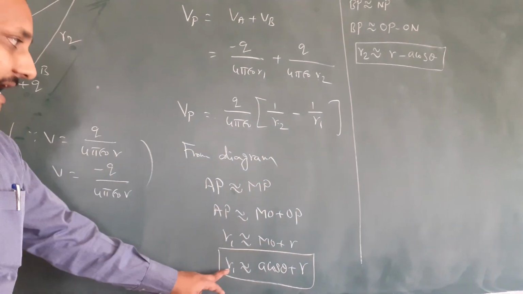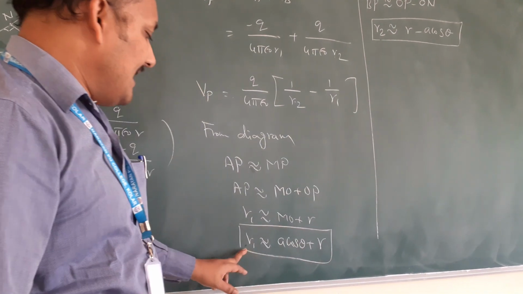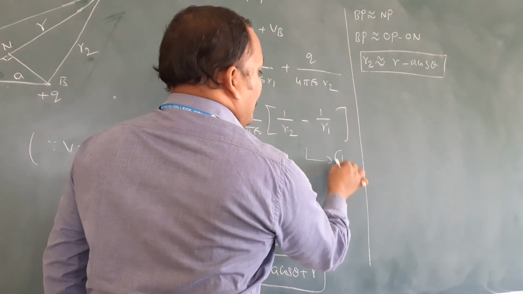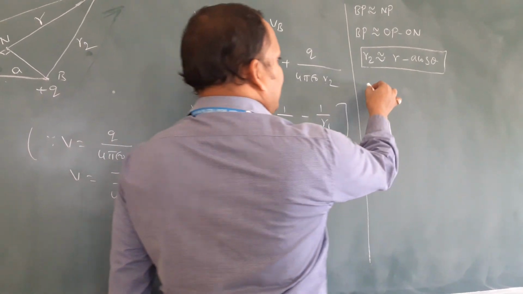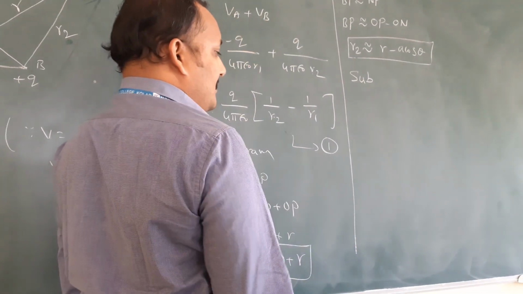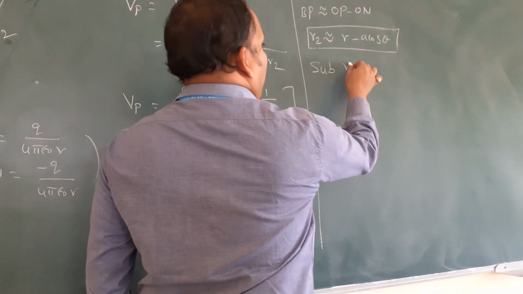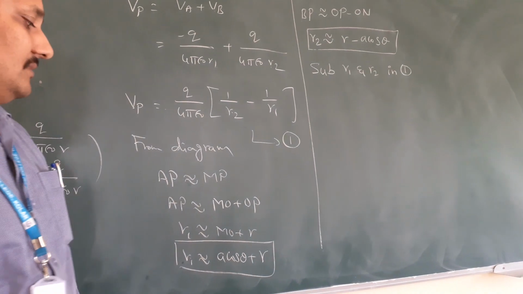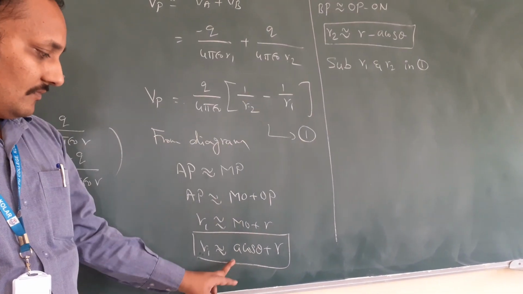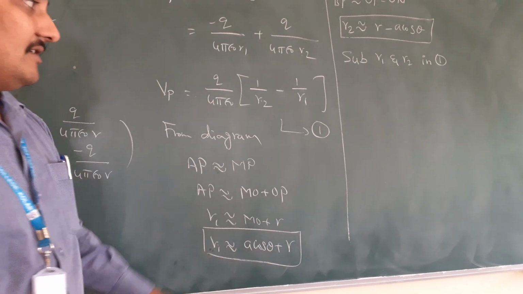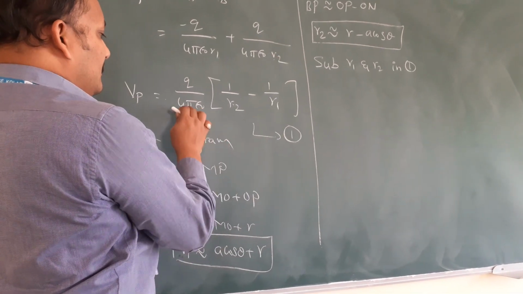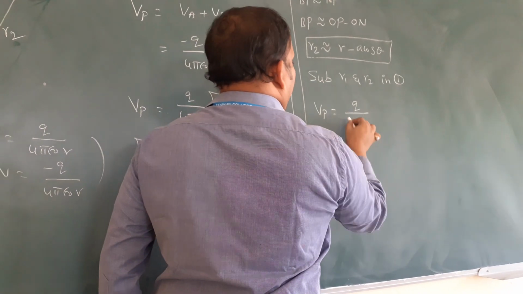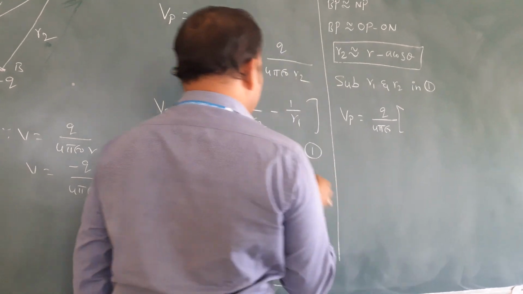Now we got r1 and r2. These r1 and r2 values we substitute in this equation. Call it equation number 1. Now what you have to do is substitute r1 and r2 in equation number 1. Now what is r1? a cos theta plus r, or r plus a cos theta. What is r2? r minus a cos theta. Substitute in this equation. Potential at point P, dV is equal to q by 4 pi epsilon naught, 1 by r2.